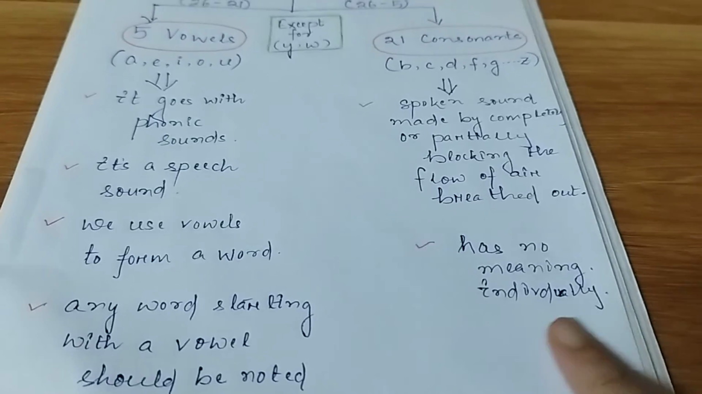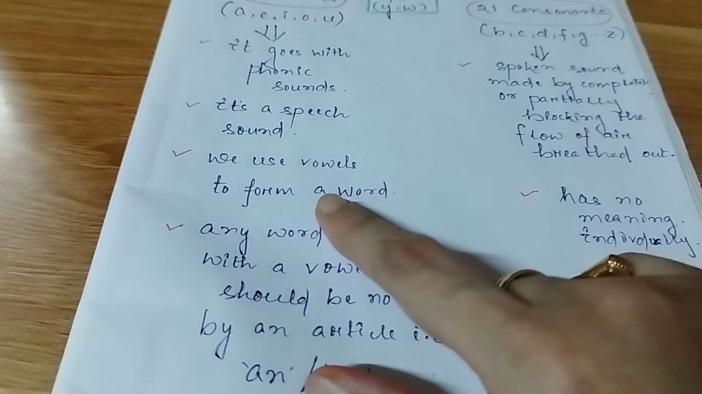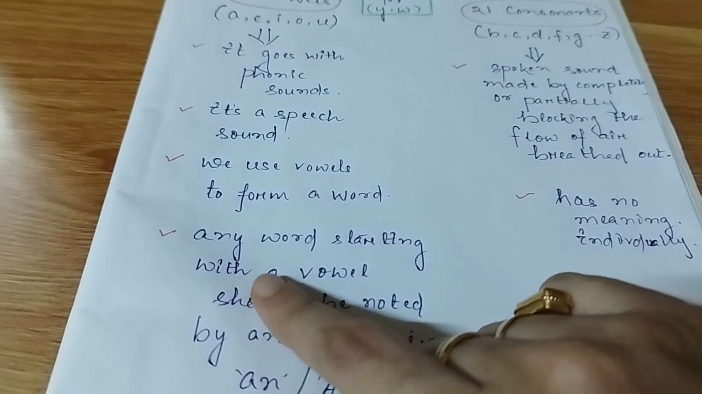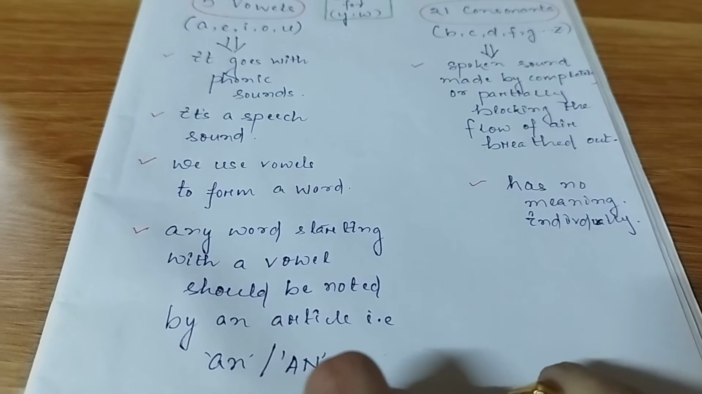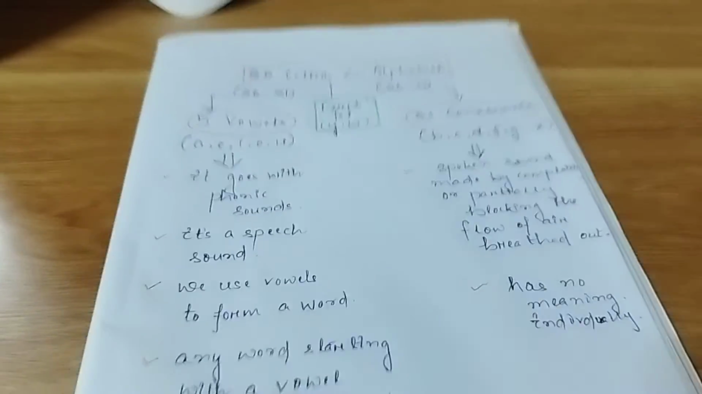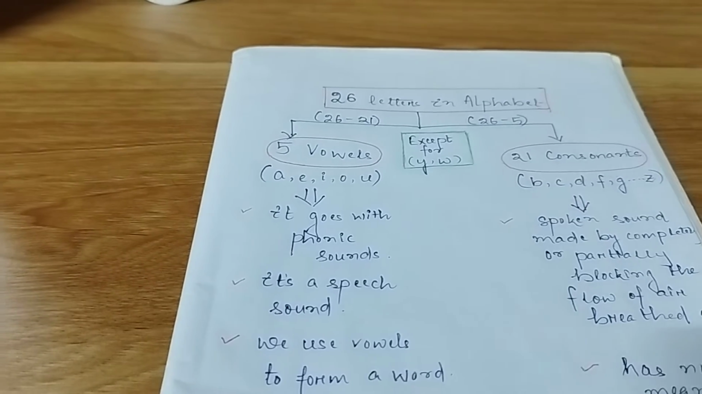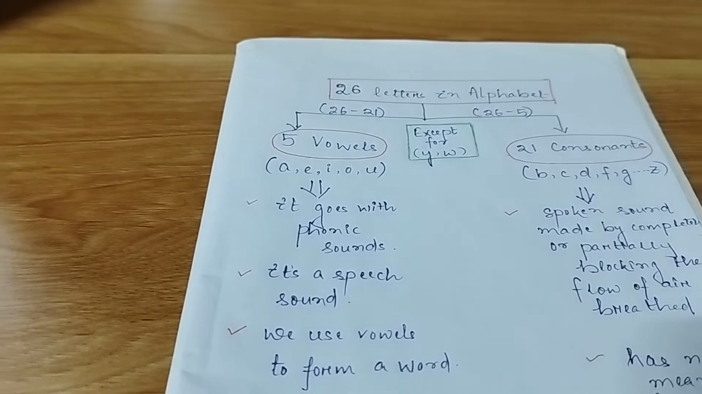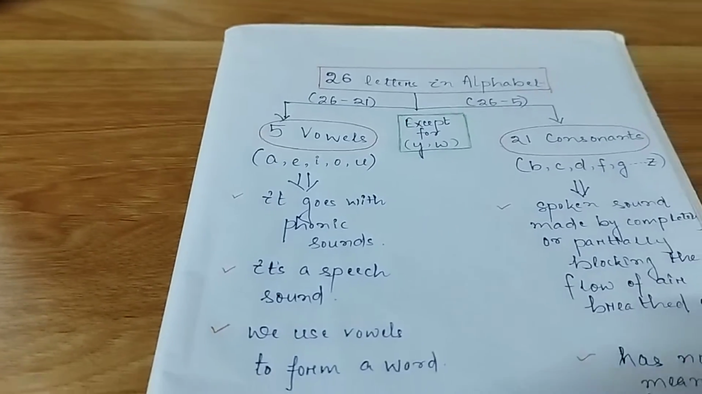Here, as I've written, it has no meaning individually. And as we know, we use vowels to form any words. Any word starting with a vowel should be preceded by an article, that is an. So here I have mentioned that for vowels we use an. But before that, let me tell you the difference between the vowels and the consonants.